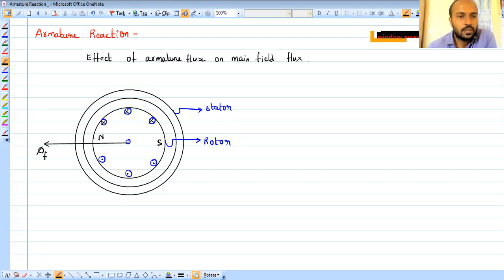Okay, then here we have stator conductors also. In our stator we have armature conductors, right? So let us try to represent those armature conductors. I have armature conductors like this, displaced by 120 degrees. This is A, this is B, and this is C.